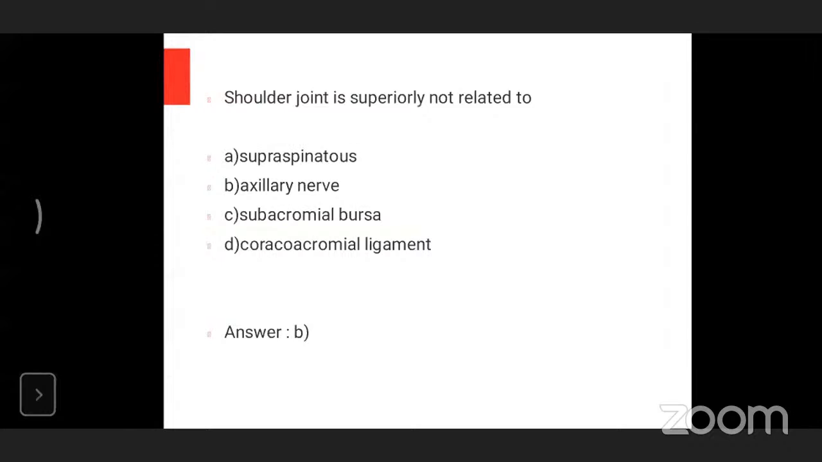So coming back to the question, the shoulder joint is superiorly not related to: the answer is B, axillary nerve. That is an inferior relation.